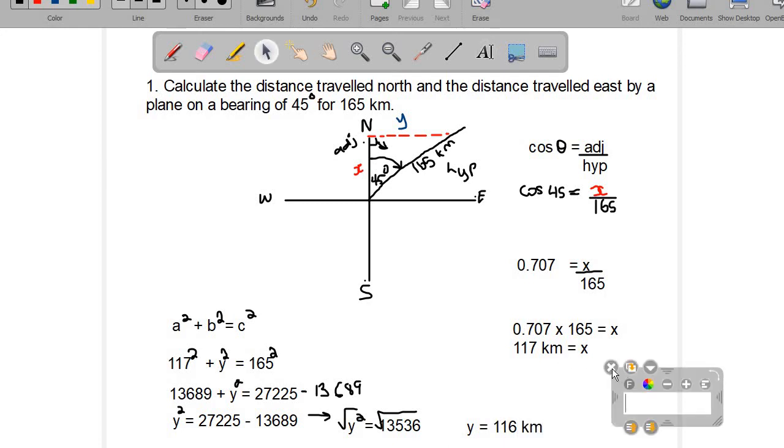Okay, so now we have the distance that is traveled north would be x, so that goes along north here. The distance traveled east would be y, that would be along east here. So we have the distance traveled north would be 117 kilometers, and the distance traveled east would be 116 kilometers. Both of them are rounded to the nearest whole number.